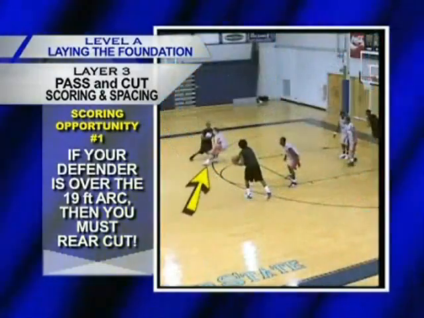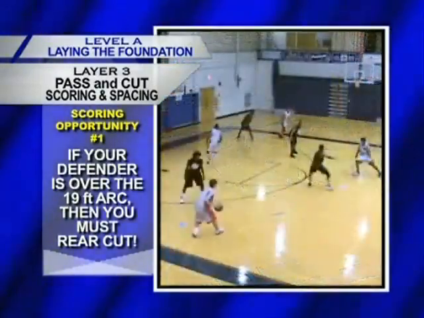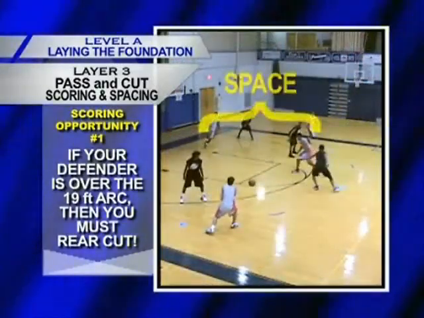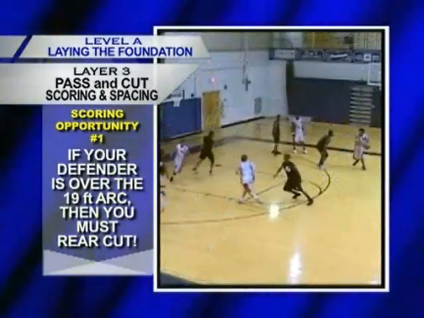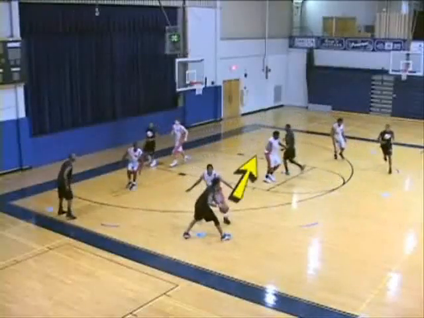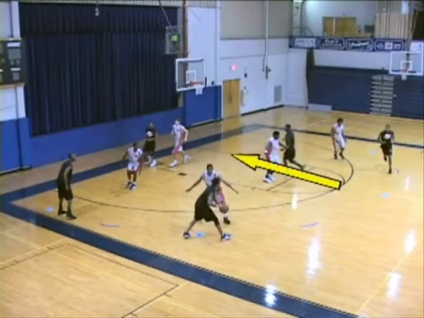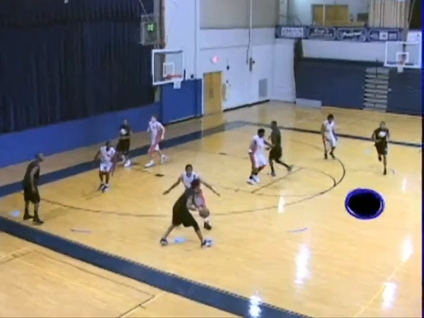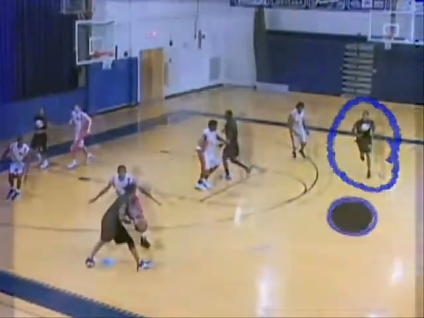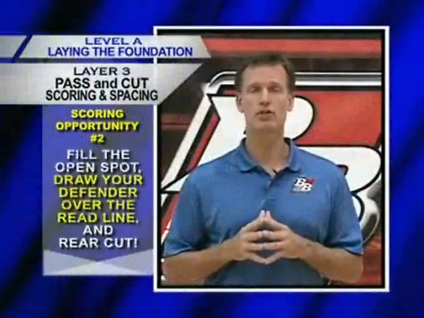Using the 19-foot arc as a read line ensures a lot of space and makes it very difficult for the defender to recover and defend the rear cut. If the pass is not thrown, don't worry about it. Your basket cut leaves a spot open which must be filled by your teammate. Here comes scoring opportunity number 2.